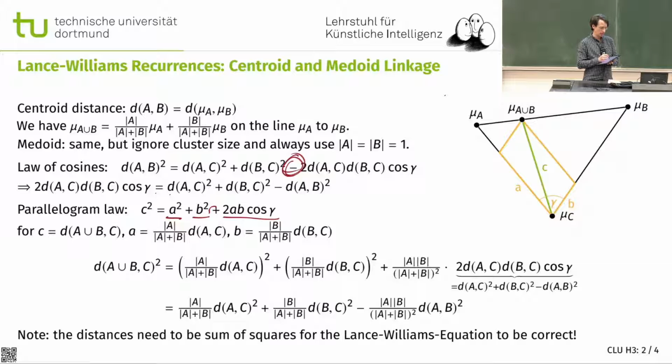That is because I'm looking at a different diagonal. I would get the minus if I were looking at this diagonal. But I'm looking at the long one, and the long one has a plus in there. Now, I have to find A, B, and B. That's these two edges.